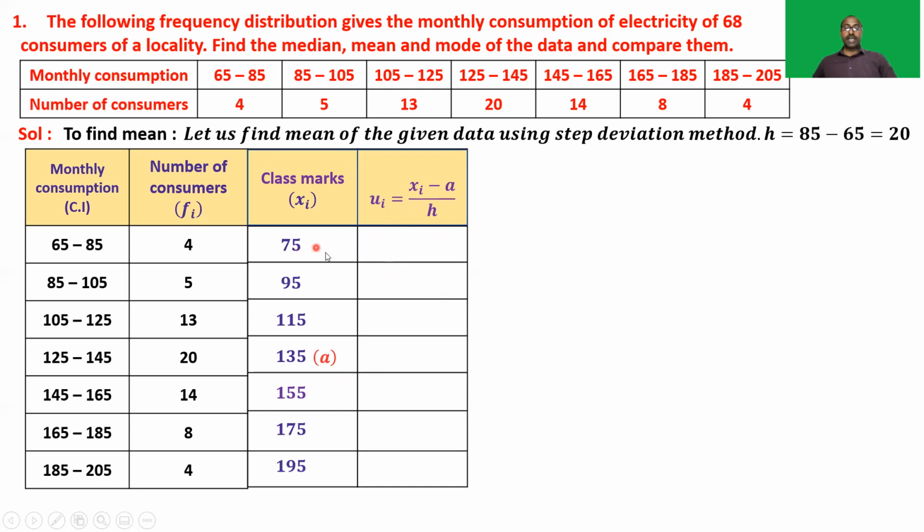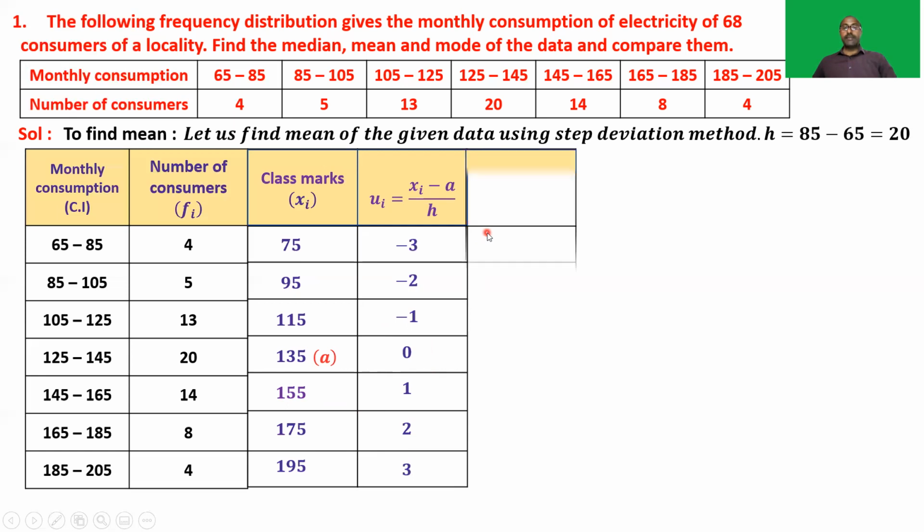So the first one, 75 minus 135, that is minus 60, by h which is 20. Minus 60 by 20 is minus 3. And here 95 minus 135, minus 40 by 20 is minus 2. And minus 20 by 20 is minus 1. 0 by 20 is 0. 20 by 20 is 1. 40 by 20 is 2. 60 by 20 is 3.